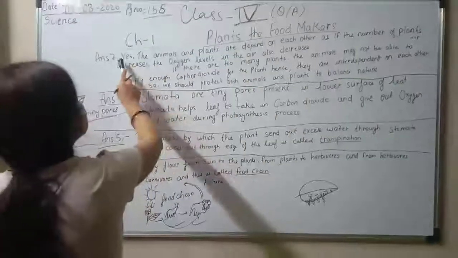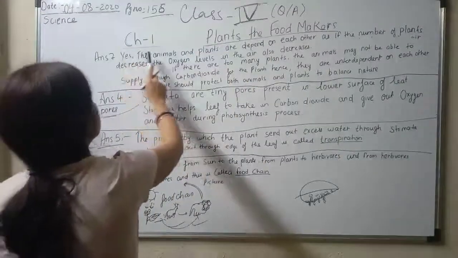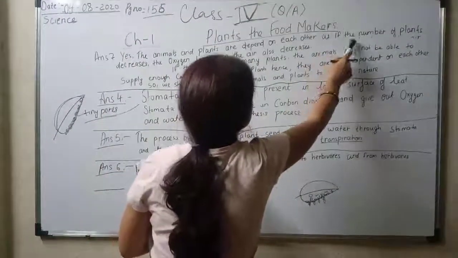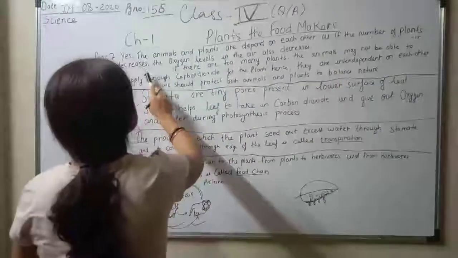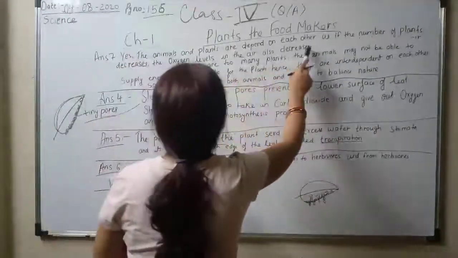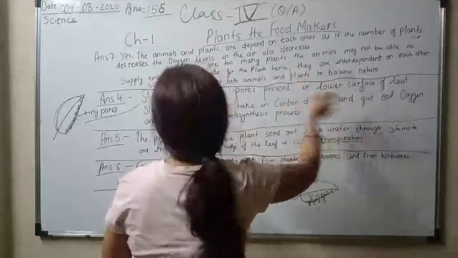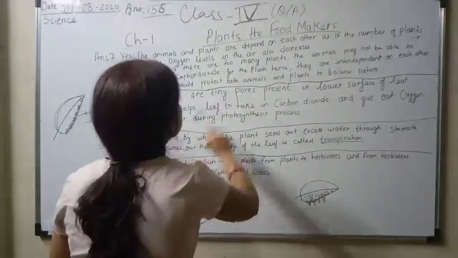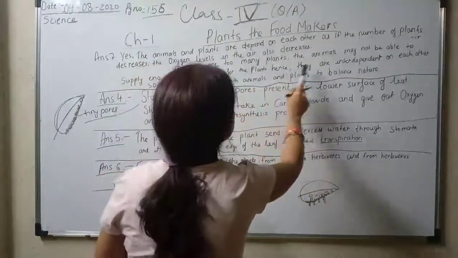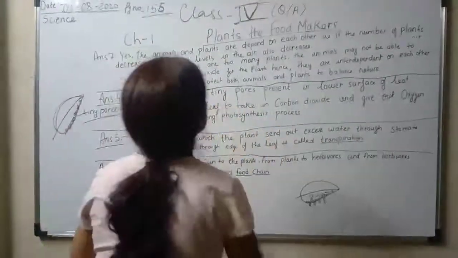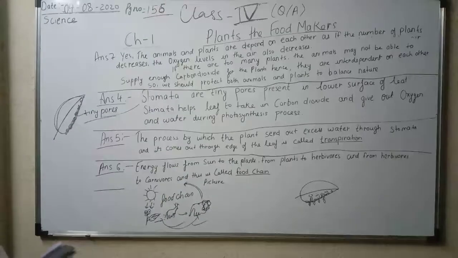This line I have also added: yes, animals and plants depend on each other, as if the number of plants decreases, the oxygen level in the air also decreases. If there are too many plants, the animals will not be able to supply enough carbon dioxide for the plants. Hence they are interdependent on each other. So we should protect both animals and plants to balance nature. This question will mostly come under 4 to 5 marks.